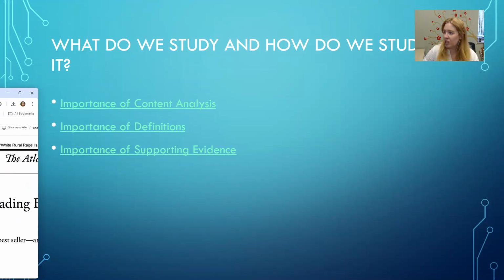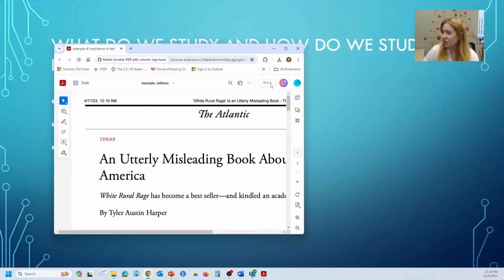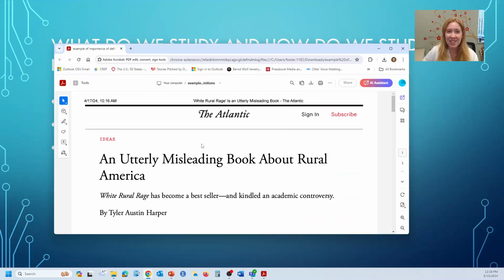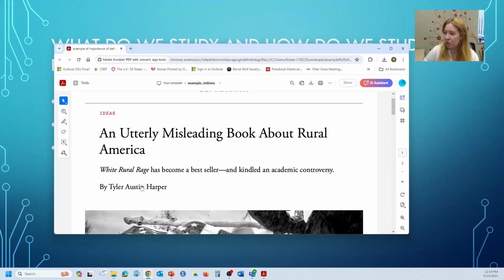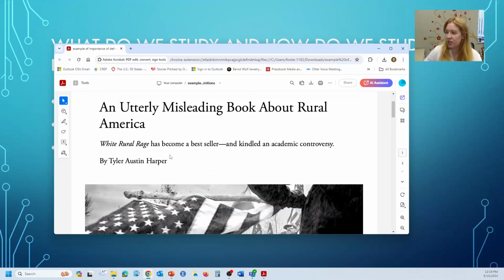Another example that I wanted to share with you is that in the social sciences we spend a lot of time defining concepts, and that's really important for the way that we study the social sciences because it keeps us all on the same page. An example of that maybe not going very well is this book, White Rural Rage, that has been criticized quite a bit by other professors. So some professors wrote the book, and a lot of professors are criticizing the book.